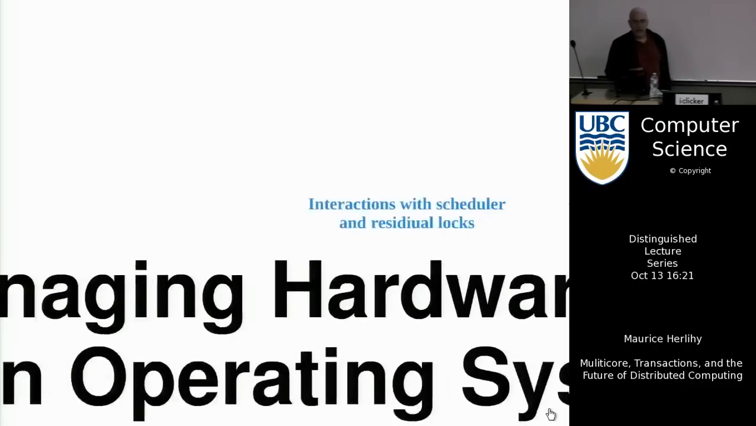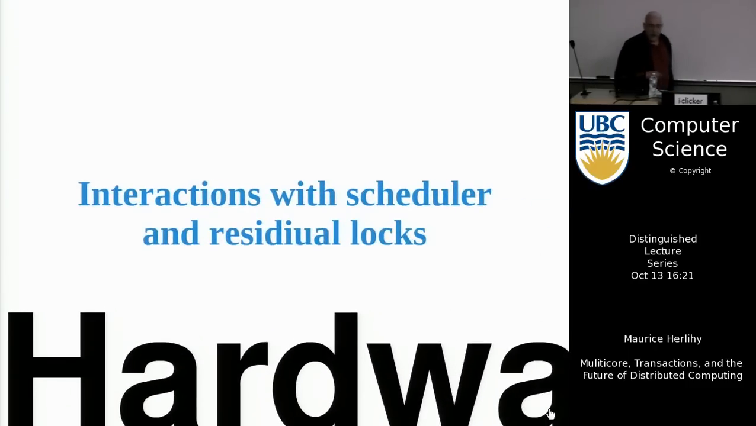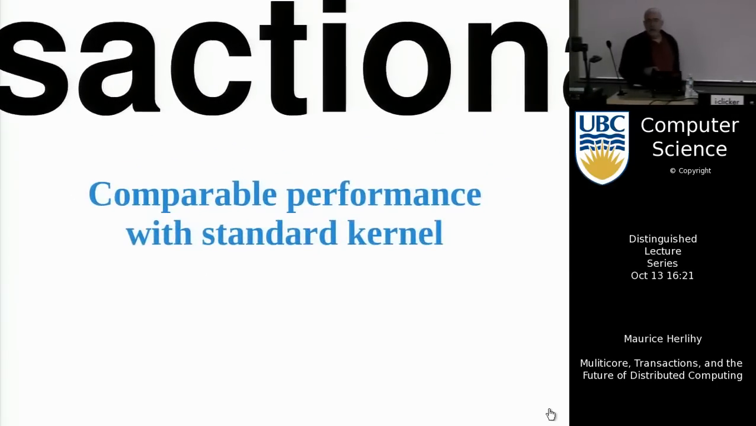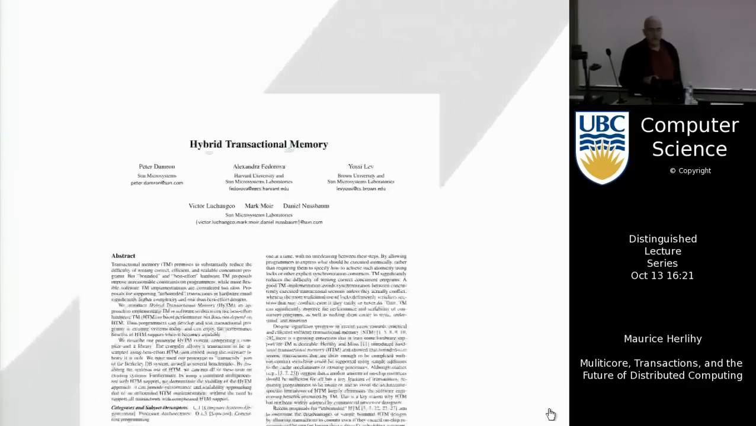And they solved the problem of I/O by, if you were in a speculative transaction and you tried to do I/O, it would roll back and acquire the lock and do it again in a non-speculative way, transparently. And they were happy with that. There's a lot of interesting research on interactions with the scheduler and residual locks. That's mostly what the paper is about. And they ended up with something that they thought was better structured but comparable performance with the standard kernel.